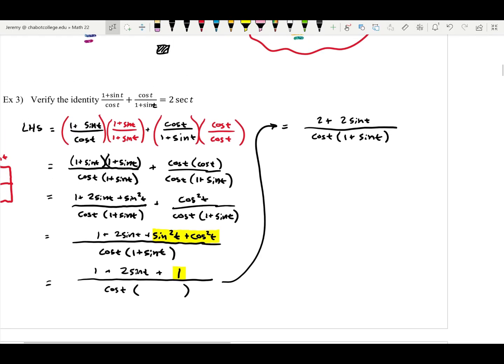Okay, and I'll pause here and just look back: what am I aiming for? Remember, I'm aiming for 2 secant t. It might not be too obvious that we're headed in that direction, but I am seeing that there's this shared factor of 2 in the numerator. So, okay, let's pull that out. I can write this as 2 times (1 plus sine t). Okay, just factoring that.